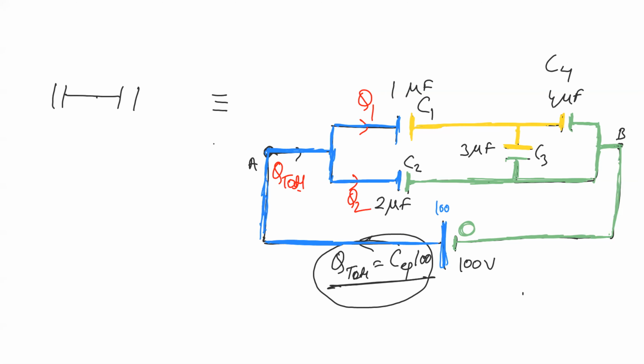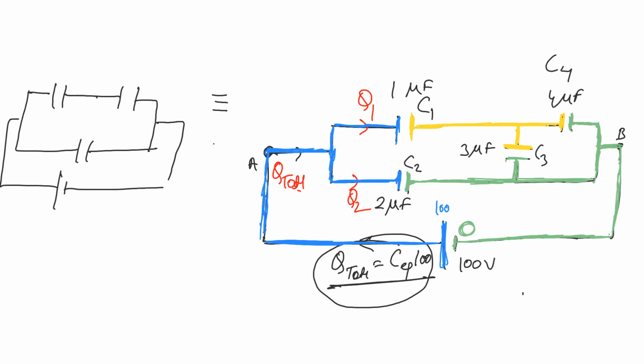Now one more thing here. What about C2? Tell me. What are you observing about C2? Can we say that C2 is directly connected across the battery? C2 is directly connected across the battery. Can we say that? C2 has nothing to do with the other capacitors.